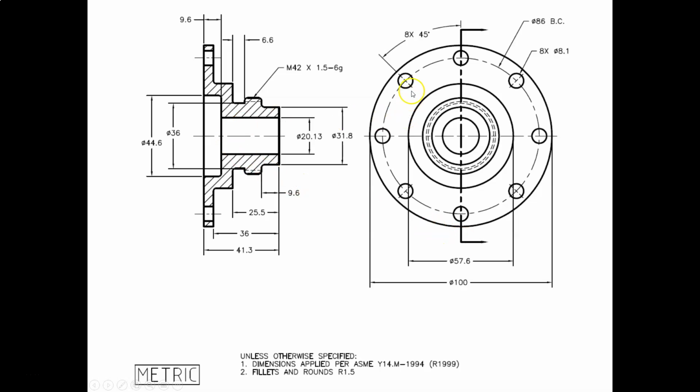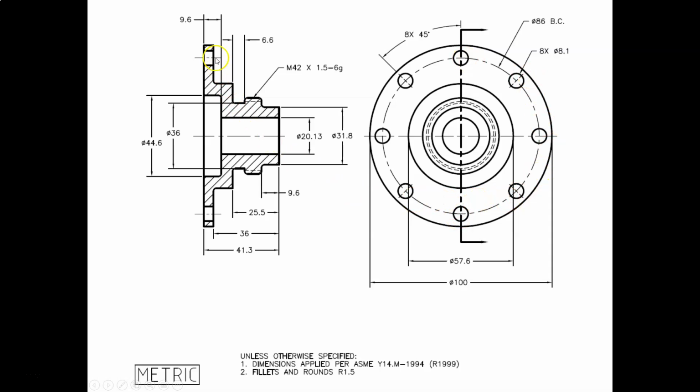All right. So then we also have 8 holes around the perimeter of this, and I can see the dimension right here, 8 times diameter 8.1. So there's 8 holes of a diameter 8.1. They're positioned around a diameter 86 bolt circle, and that's just the term used to describe the circle around which the smaller circles are arranged, the location of their centers.